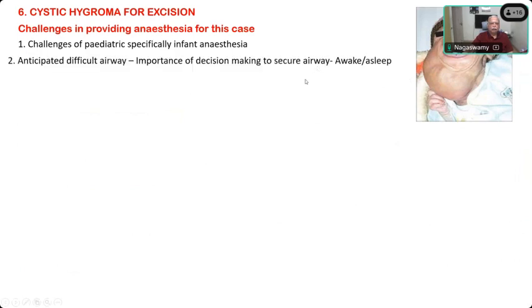Okay, so challenges of pediatric anesthesia, specifically if it is a very small baby like this: infant anesthesia, anticipated difficult airway, importance of decision making to secure the airway, either awake or asleep. So how do you decide whether you can go ahead with a conventional induction and paralysis and intubation, or intubation with FOB and the topical? How to decide that in a baby like this?